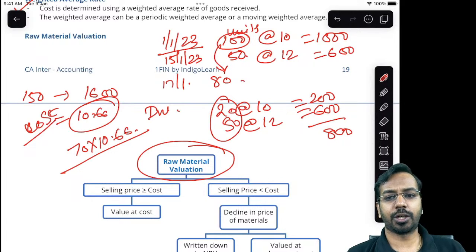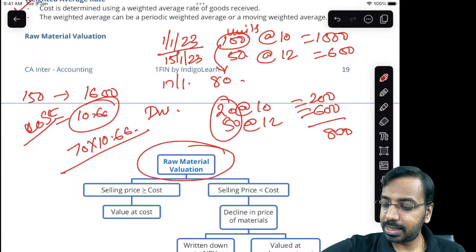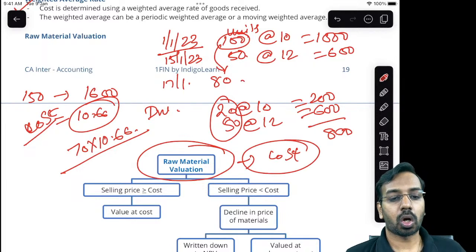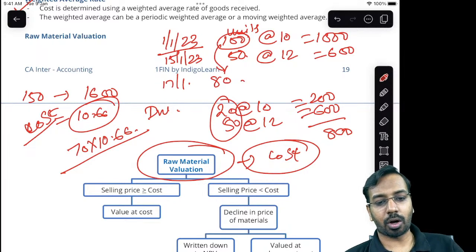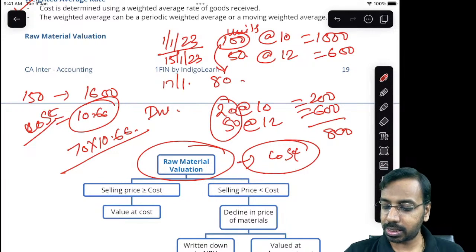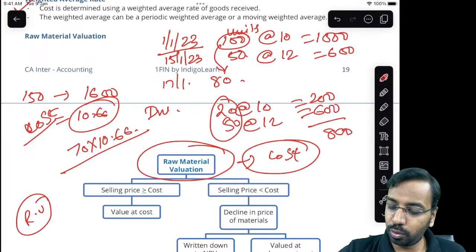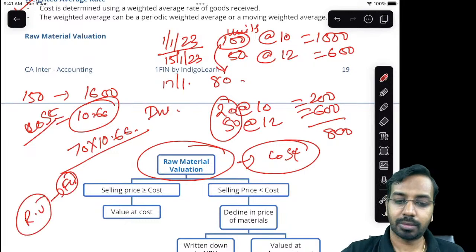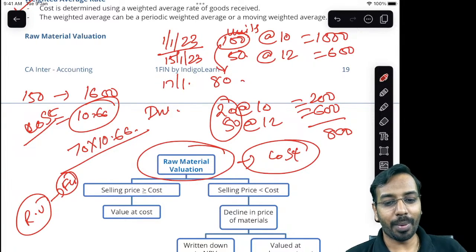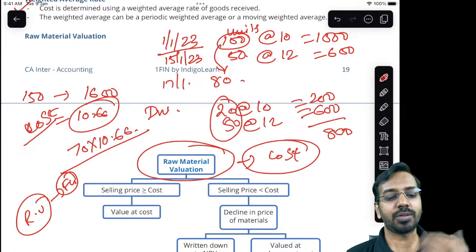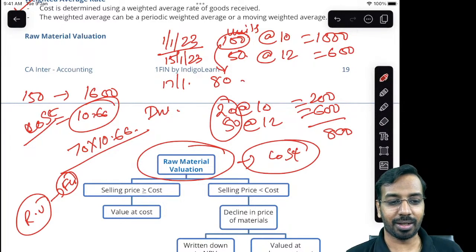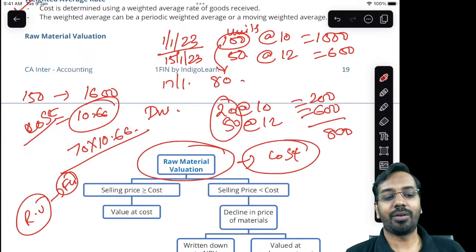Raw material valuation. Raw material is generally valued at cost. We don't apply lower of cost and NRV, because realizable value can be of finished goods, because we sell finished goods. Raw material will not have realizable value because we don't sell raw material. So raw material is valued at cost.